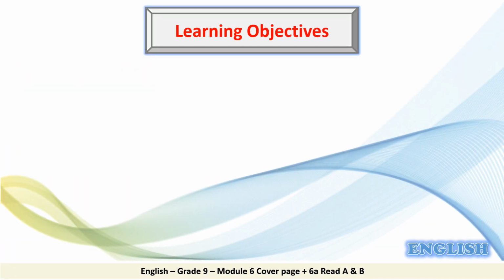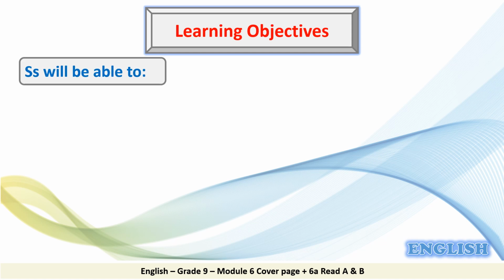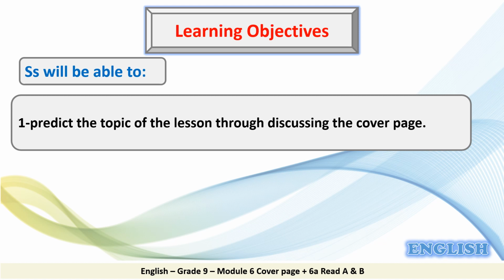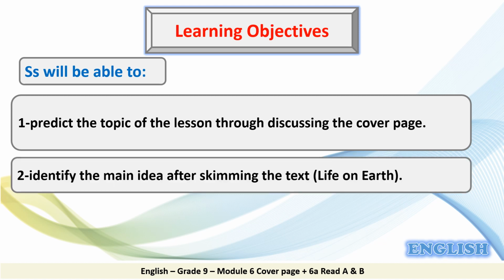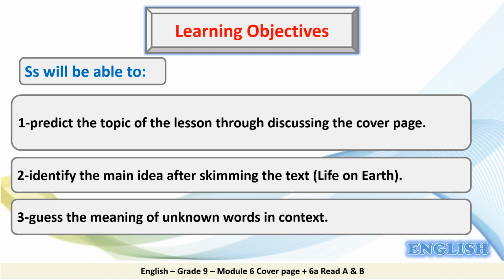Learning Objectives. At the end of the lesson, students will be able to: 1. Predict the topic of the lesson through discussing the cover page. 2. Identify the main idea after skimming the text, Life on Earth. 3. Guess the meaning of unknown words in context.